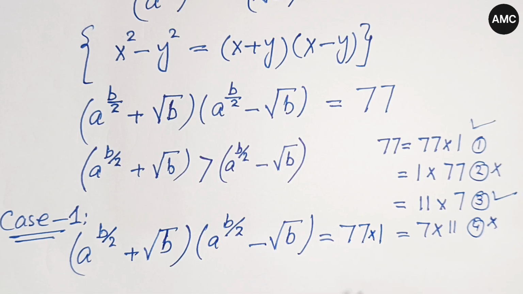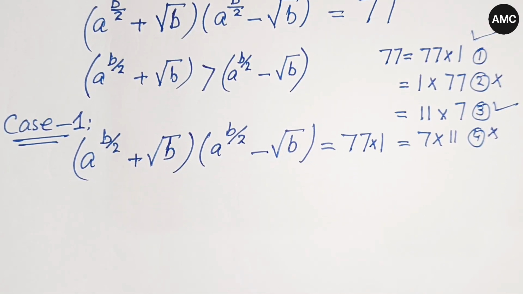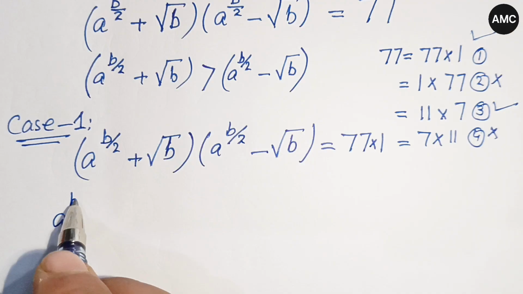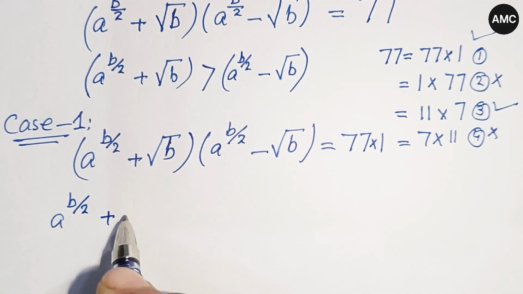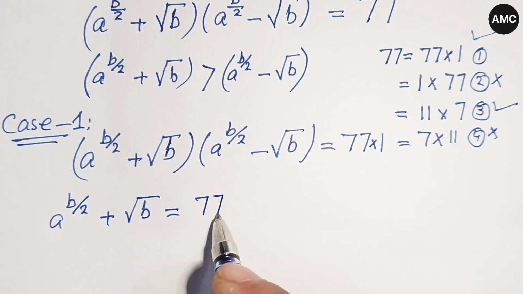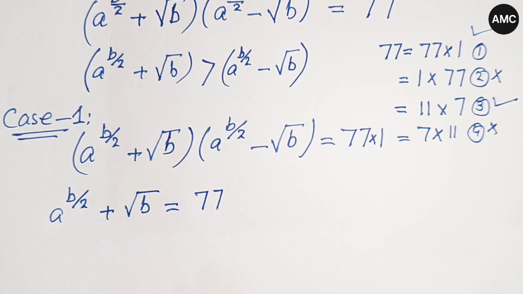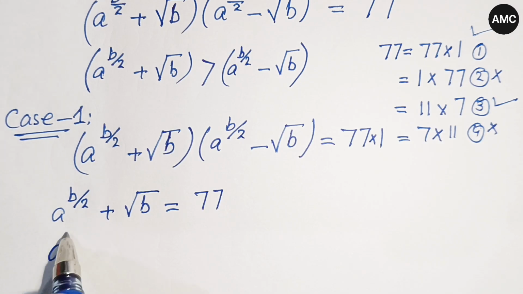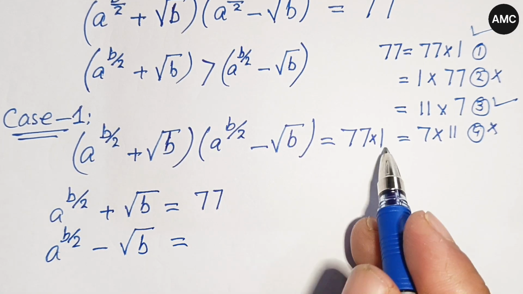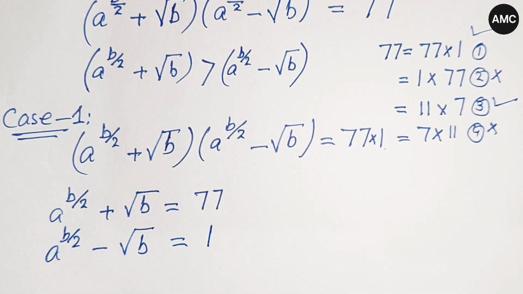So here we have our first case. Now solving this case for the value of a and b. Here we have this first factor, which is the greater factor, equal to 77 by system of equations. And we have a second factor, a to the power b over 2 minus square root of b, which is equal to this smaller factor, which is 1.